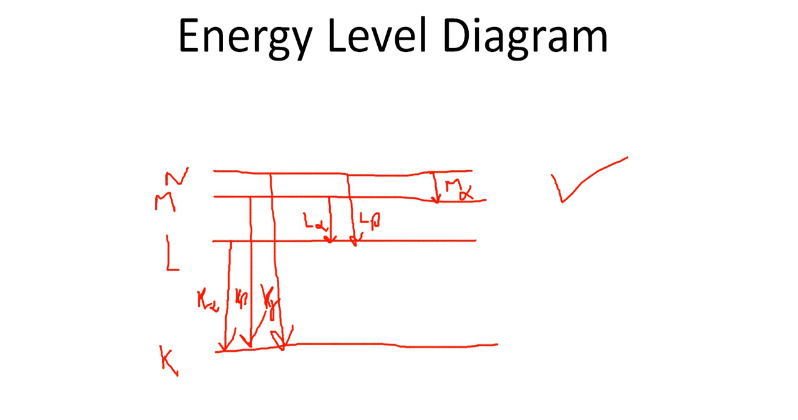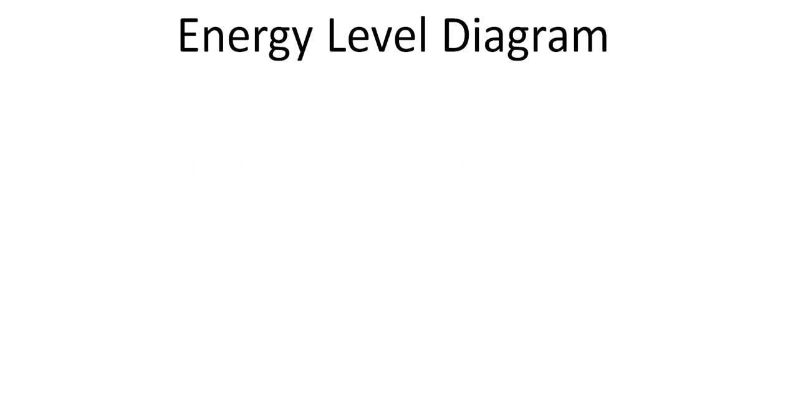Why are these known as characteristic X-rays? Because each target material has its own characteristic energy level diagram. So that is why they are known as characteristic X-rays.